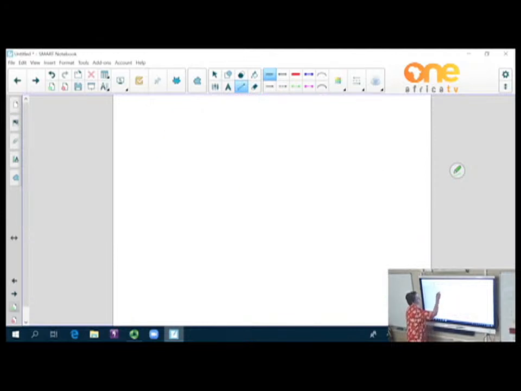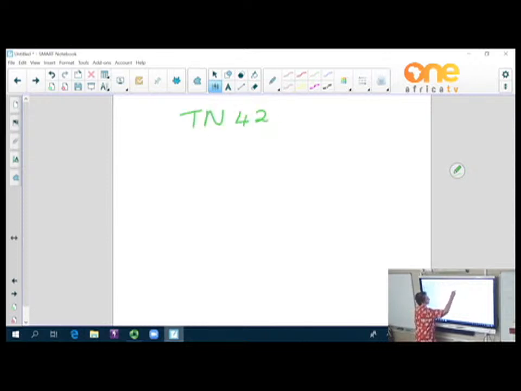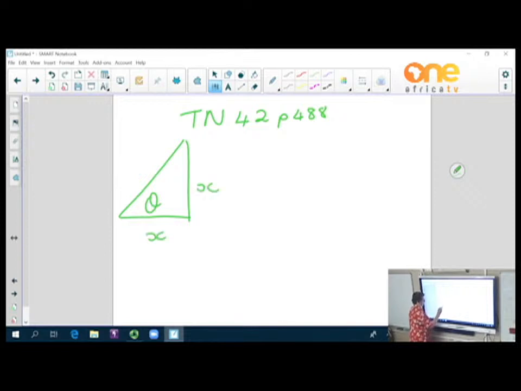Okay, so now we're looking at Try Now 42 on page 488. You have a right-angled triangle there. This side is x plus 4. Actually, this side there is y. Now, it starts there by saying the area of the triangle. So that is what you should work with.